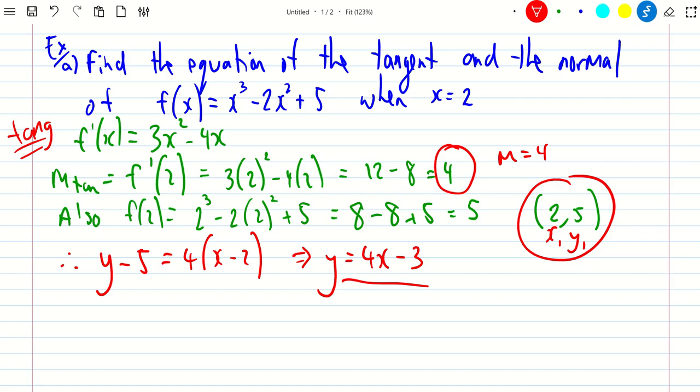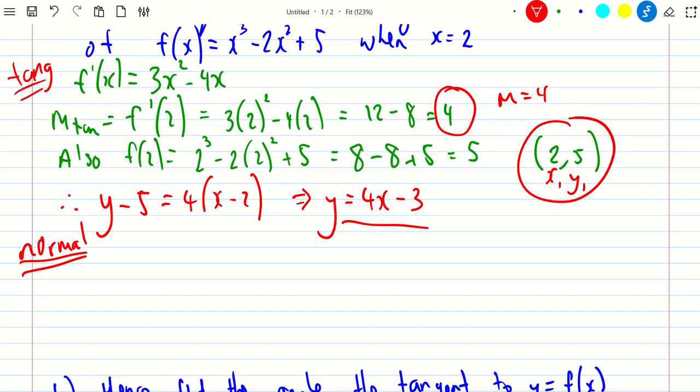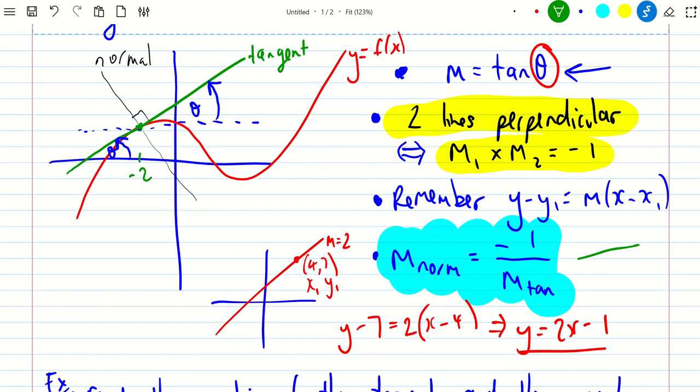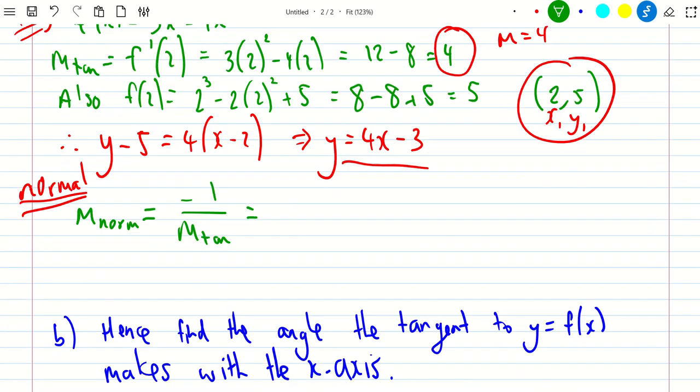Secondly, now I'll do it in a different color so that it doesn't look confusing. So let's do now the normal. And so the normal, what we need to do, again, we need to know the gradient. So the gradient of the normal is equal to -1 over gradient of the tangent. Okay, so that's what we talked about at the start today. That's this here, that the gradient of the normal was equal to -1 over the gradient of the tangent. So now we're going to be trying to find that.